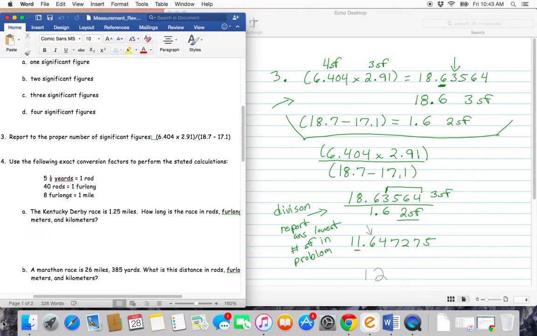And those 2 significant figures come from the denominator, from the subtraction problem that we correctly rounded to 1 decimal place. Therefore, since we have to report 2 significant figures, we are reporting at this digit, which means that we must look at the 6 to determine whether we round up or stay at the same number. And the 6 is above 5, so we round up. So the correctly reported value for problem number 3 on this measurement review worksheet is 12.